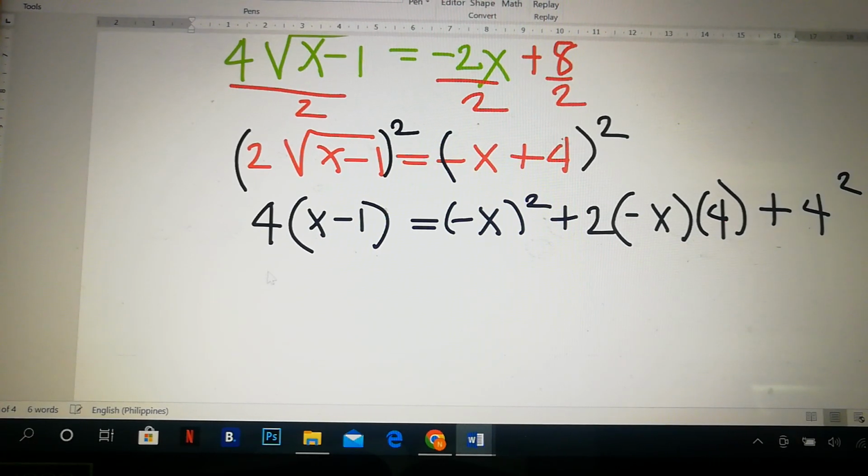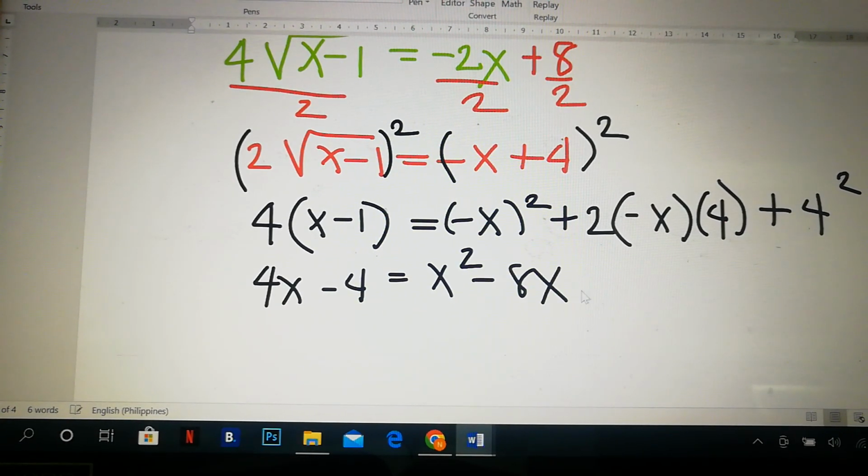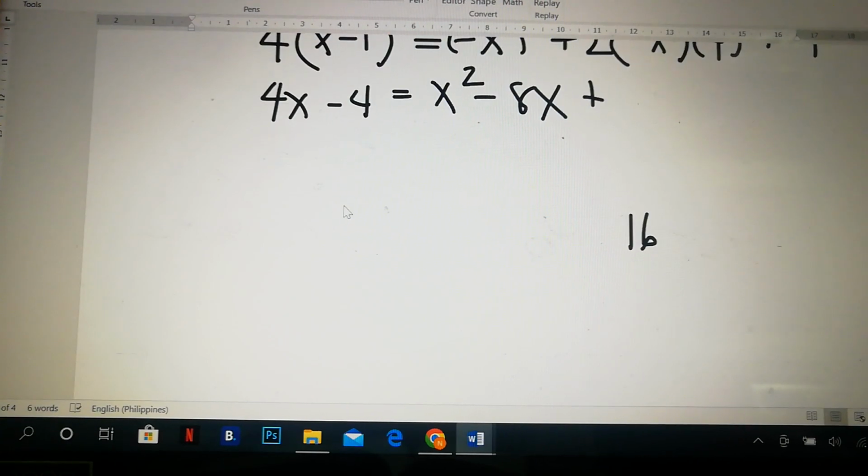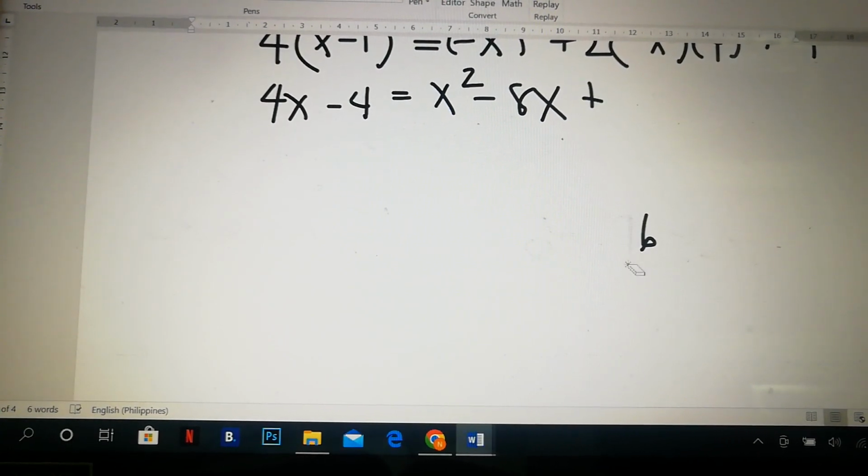So 4x minus 4 is equal to x squared minus 8x plus 16. Okay, so this time this is now a quadratic equation. Since you are dealing now with a quadratic equation, equate the equation equal to 0.